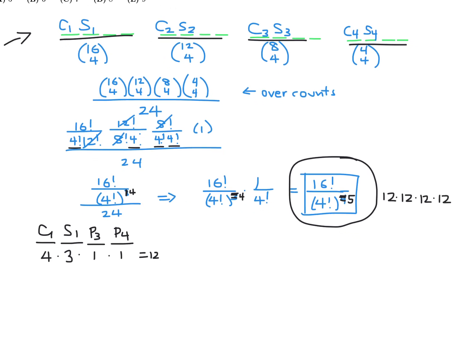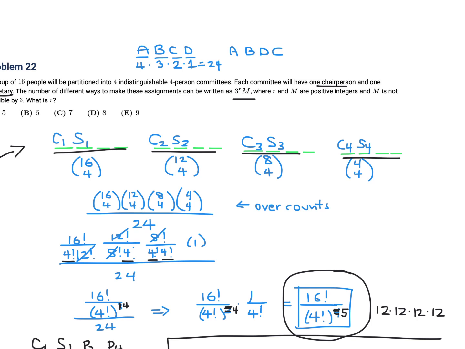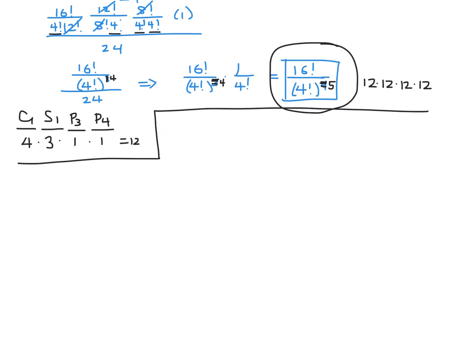So hopefully that made sense. And that is our final answer. Our final answer is 3 to the power of r times m. Okay? So this means this big guy, 16 factorial, 4 factorial to the power of 5, and then this is just 12 to the power of 4, is our 3 to the power of r times m.